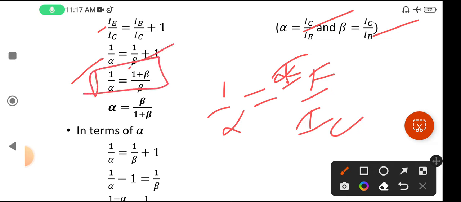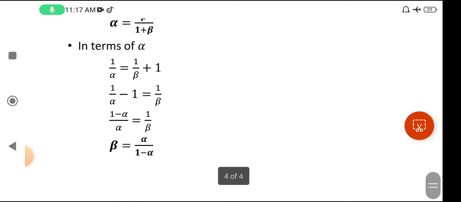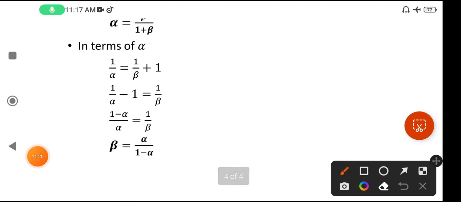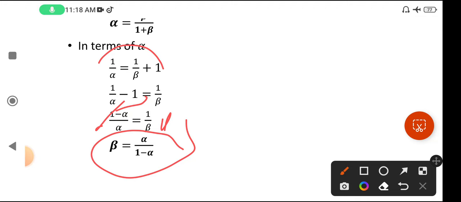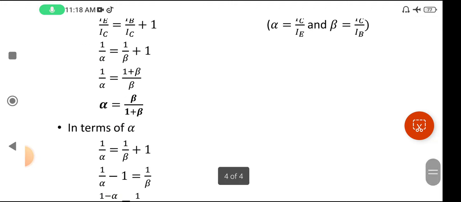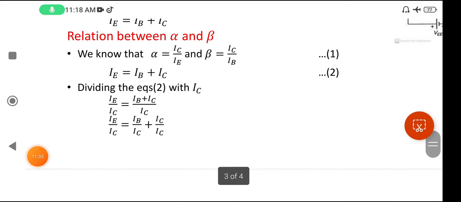Or we can write alpha in terms of beta from this form, and beta in terms of alpha. By doing this, bring the 1 across, take the LCM, then take the reciprocal, and this is the form. So these two, alpha and beta, are very, very important, and this is the most important form.